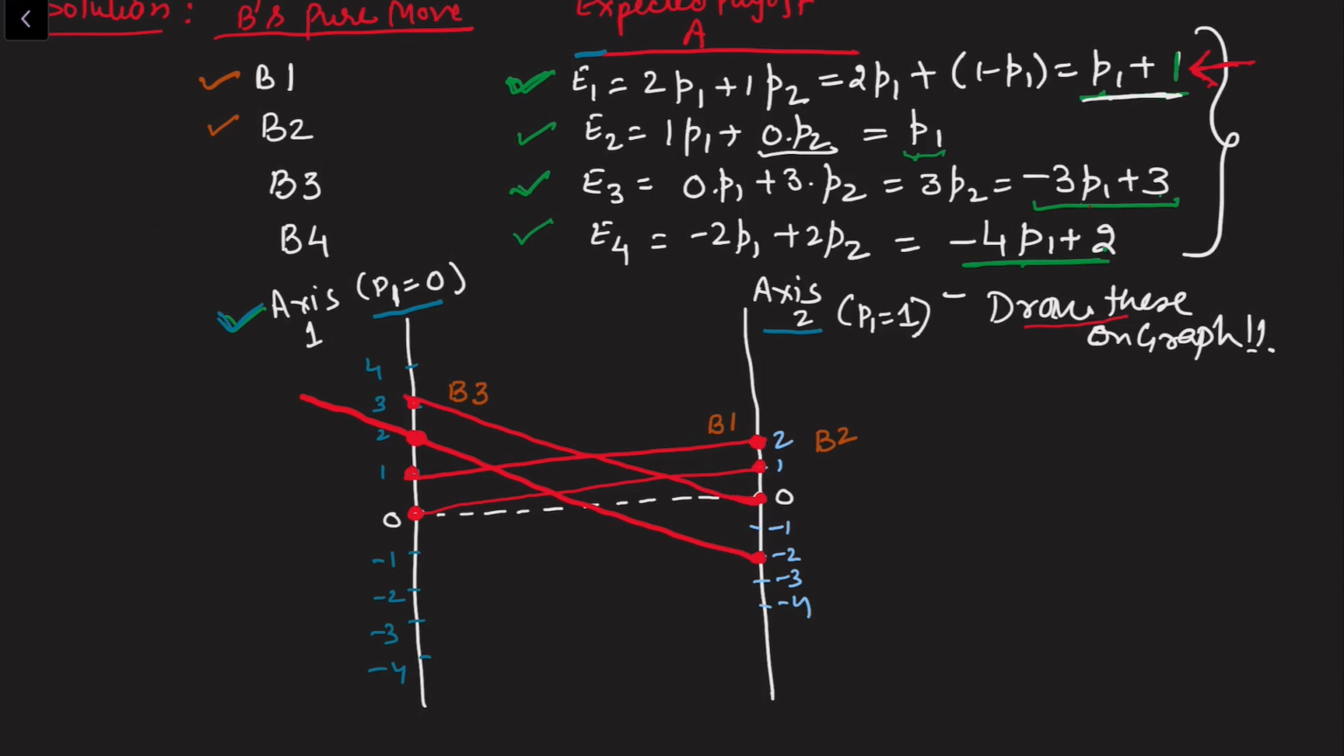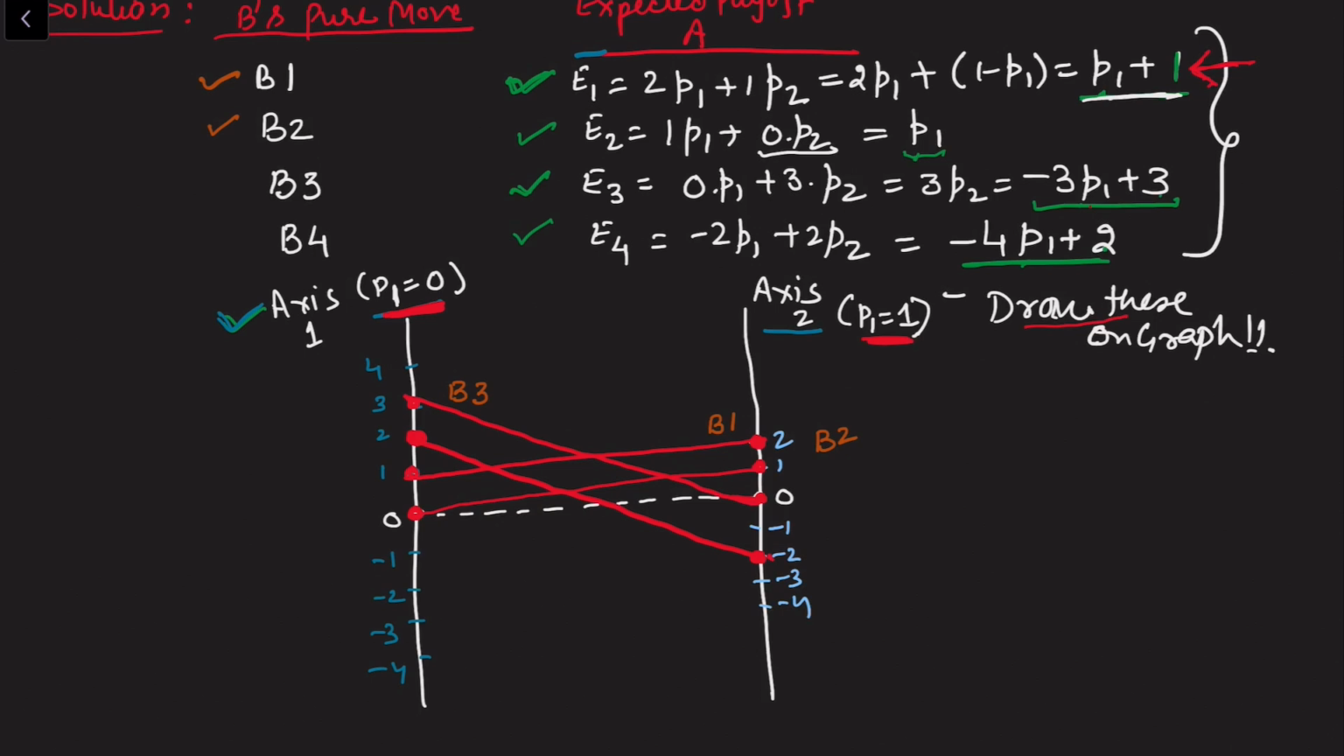And please remember that this line should not be extended. When joining, I have to join within this axis, because of these properties. This is the least value, P1 equal to 0, and this is the highest value of P1. So the line should not go beyond these axes. When you are drawing, you can draw it, but then you need to bring it back to the axis point only. Now you identify which is the lower envelope.